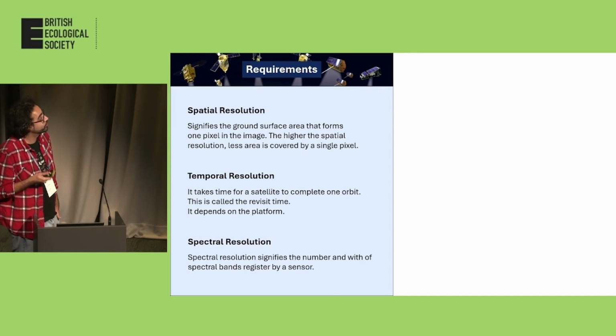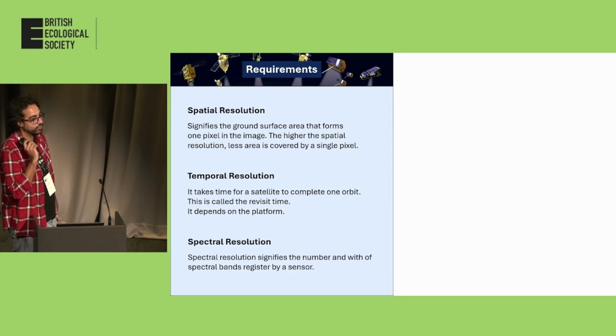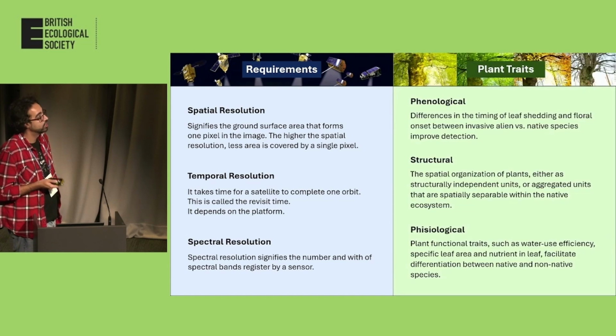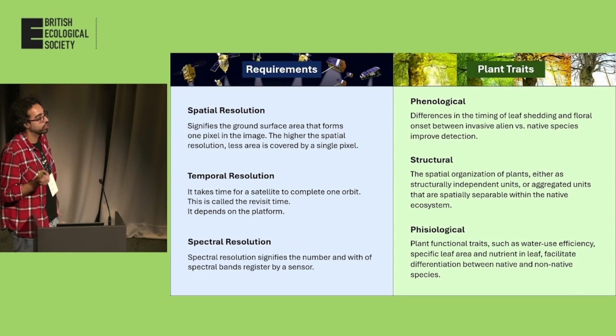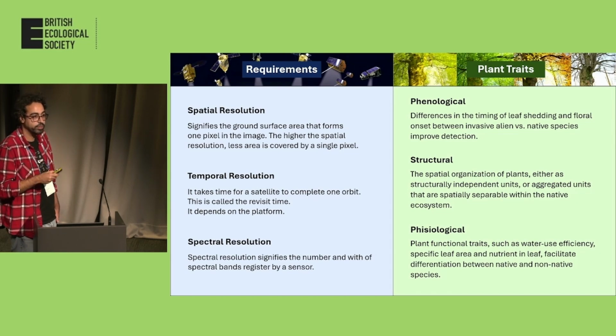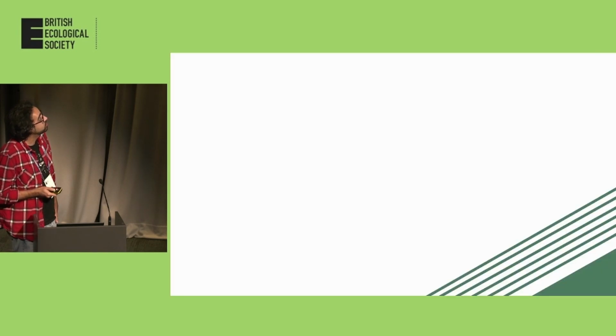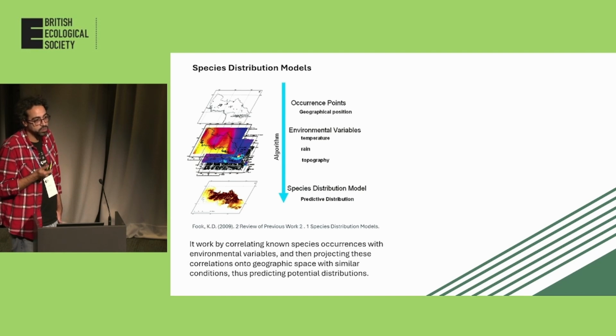To find what we want, we first need to understand the satellite requirements. We need to understand what we are looking for, and whether the satellite and the information that we are using will give us good results. We also need to understand where to look. We need to look at the plant traits and find the differences that will help us identify our species. That can be by taking advantage of phenological or structural differences, or also physiological differences that the plant may have from the native ones. Species distribution models are also widely used to understand where invasive species may appear.